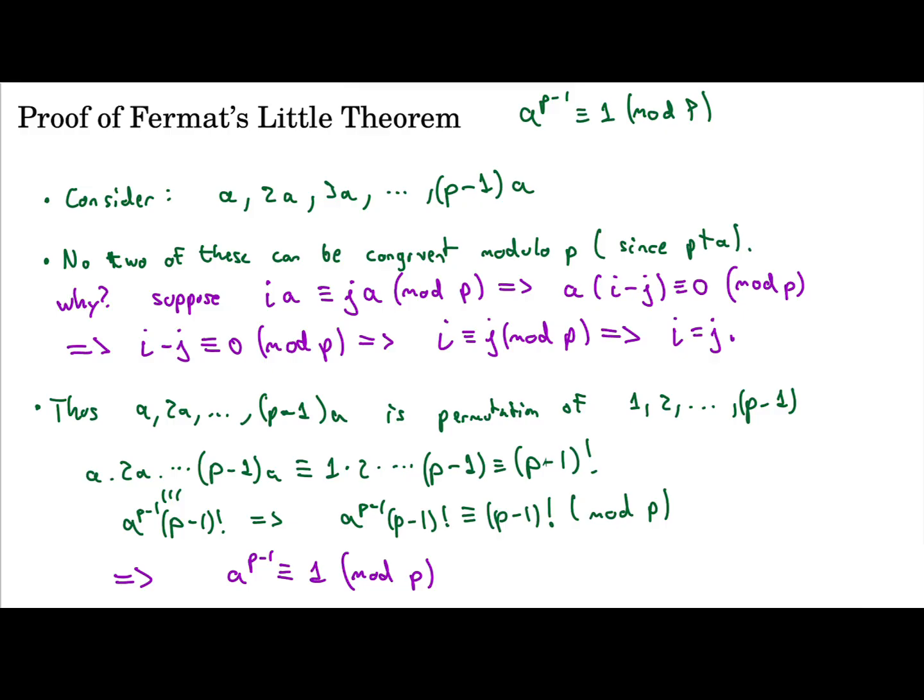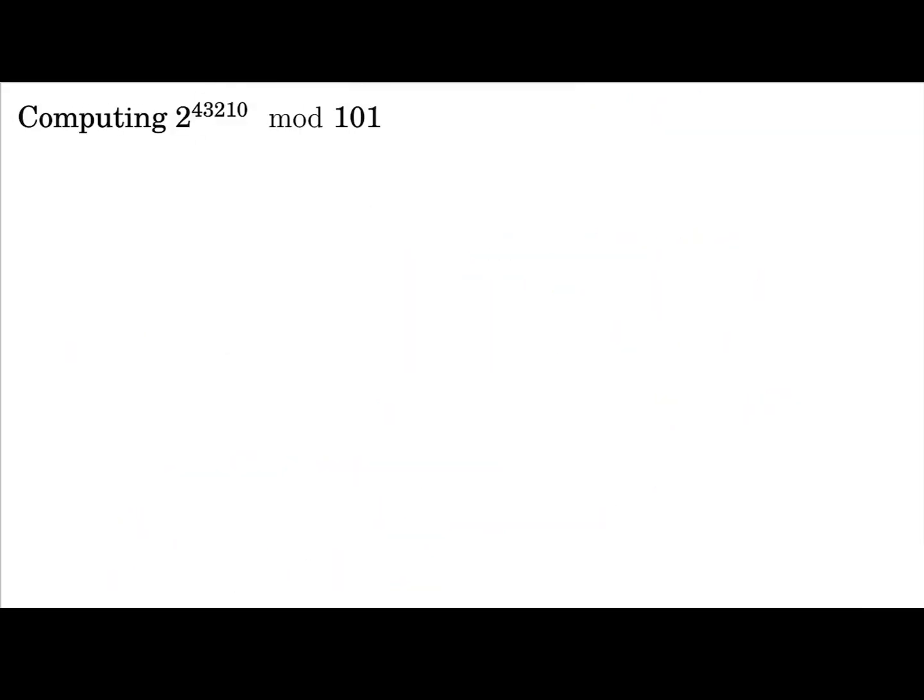And so the last thing we'll do in this video, let's use Fermat's little theorem to compute a large power quickly and efficiently. So let's say that we want to compute 2 to the power of 43,210 mod 101. And so what's good here is that 101 is prime, which means that by Fermat's little theorem, 2 to the power of 100, we know that it's congruent to 1 mod 101.